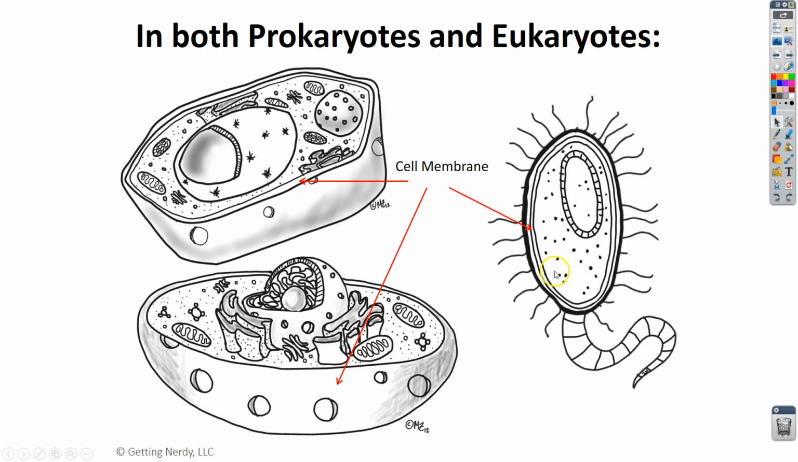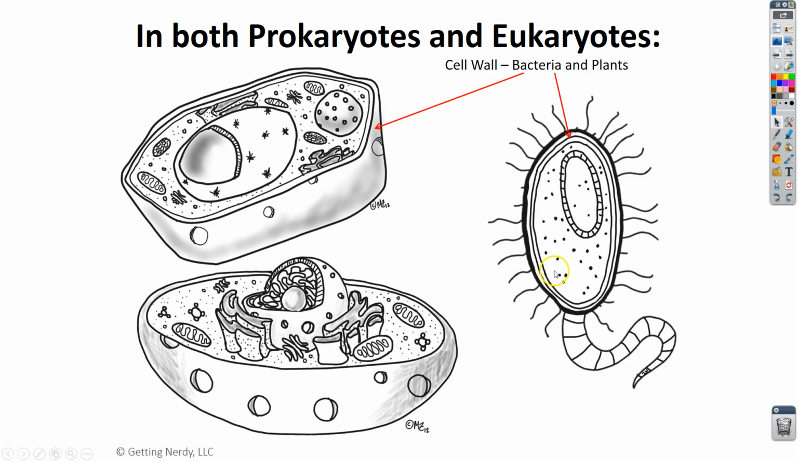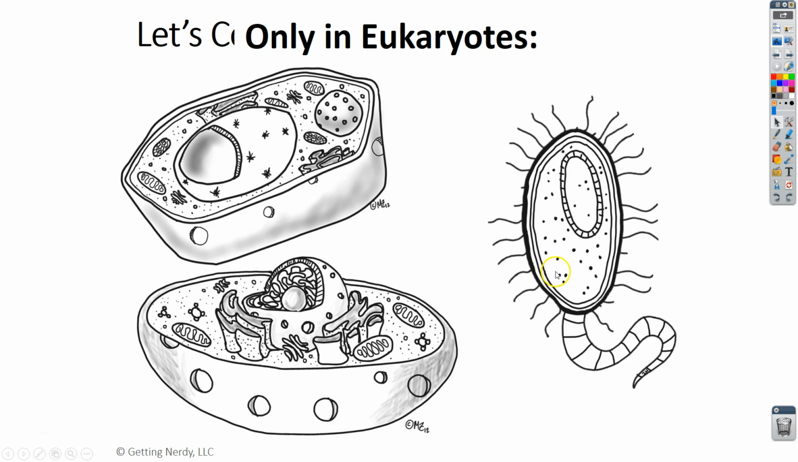We have cell membrane in both. We also have cytoplasm in both, and we have ribosomes in both. We also have a cell wall that's only present in bacteria and in plants. Only in eukaryotes we have different things. Remember, we have mitochondria, we have the vacuole, we have endoplasmic reticulum, we have lysosomes, we have the chloroplast, and we have Golgi bodies. And that is the end of organelles.